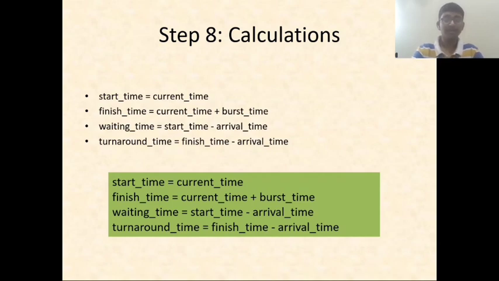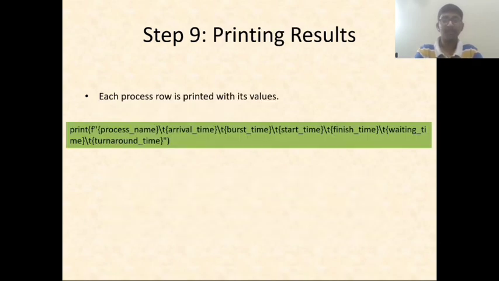For calculating start time, the formula is nothing but start time equals current time. Finish time equals current time plus burst time. Waiting time equals start time minus arrival time. Turnaround time equals finish time minus arrival time.